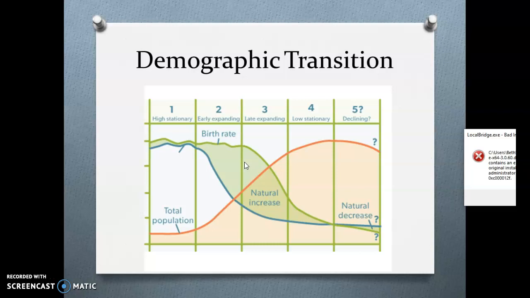Because now we have much better agriculture. Remember, before the Industrial Revolution, you have the second agricultural revolution. We're producing more food, so we can feed all those people who are living in the cities, right? So the birth rate starts to go down. The death rate continues to go down, but at a much slower rate than we see in stage 2, right?